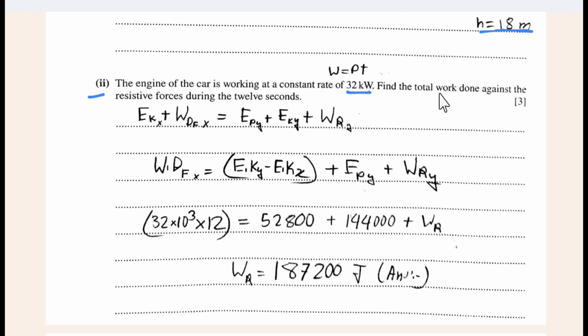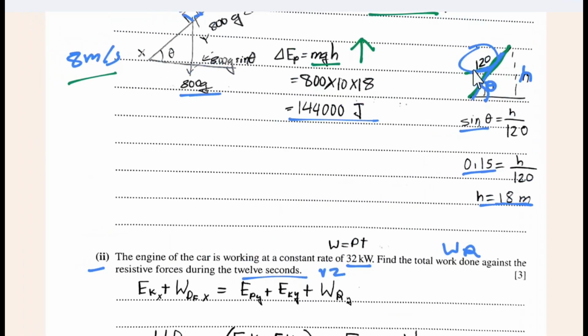In part 2, the engine of the car is working at a constant rate, so given the value of power, find the work done against resistance. So we need to find the work done against the resistive force during the 12 seconds. So for the 12 seconds we need to find the work done against the resistive force.